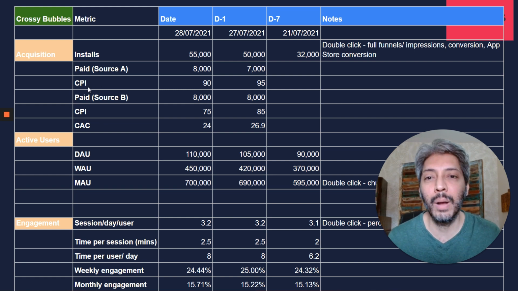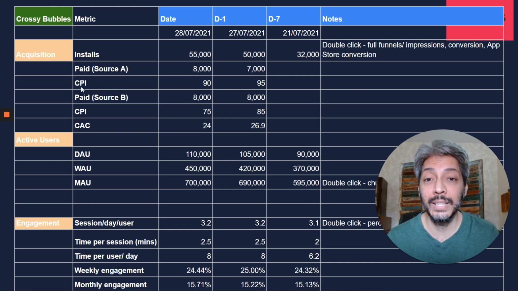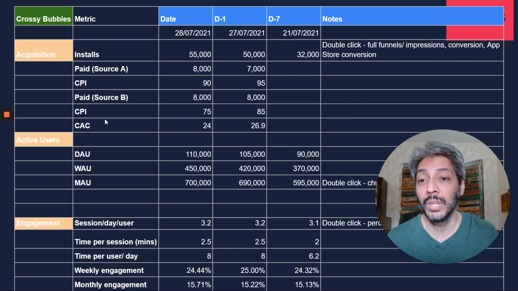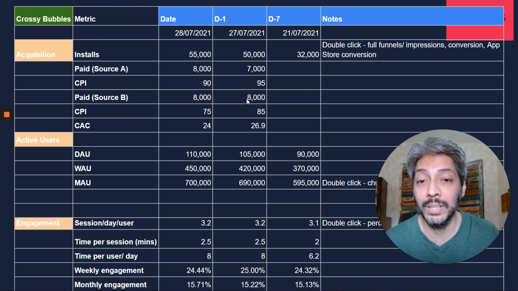So we've started spending marketing dollars in getting installs, and we are getting installs from two sources. Say maybe we are running Facebook ads and maybe we are running Google ads, right? So paid source A got us 8,000 installs yesterday and 7,000 installs a day before. The cost per install, the money that we paid per install, was 90 rupees yesterday and 95 rupees the day before. Paid source B got us 8,000 installs and 8,000 installs, so it's remained the same.